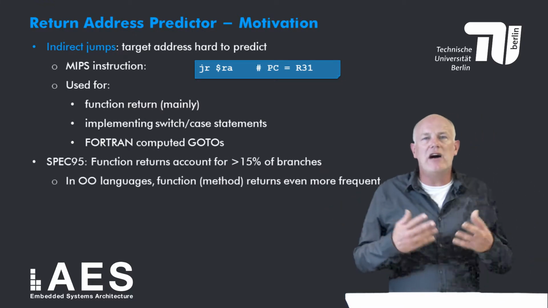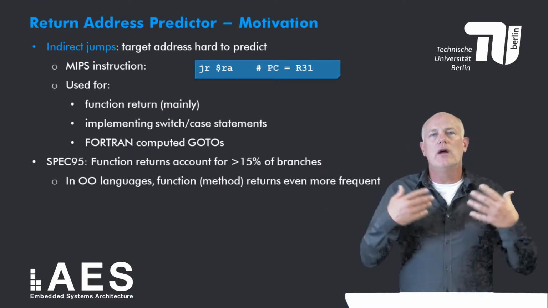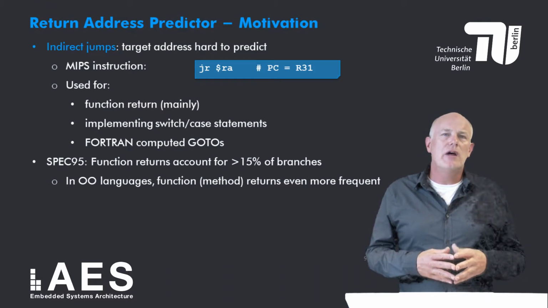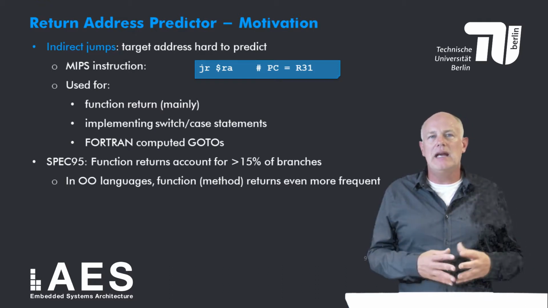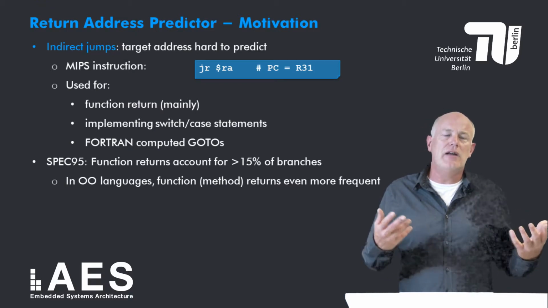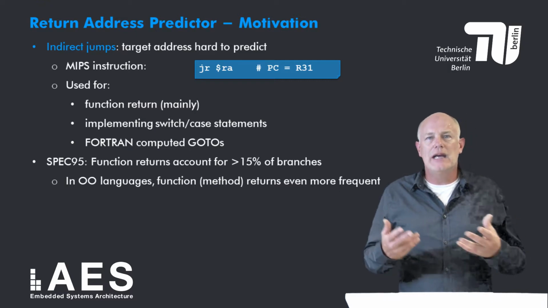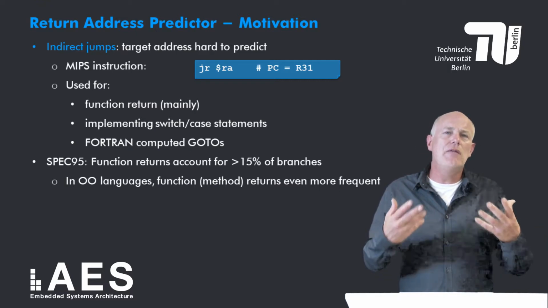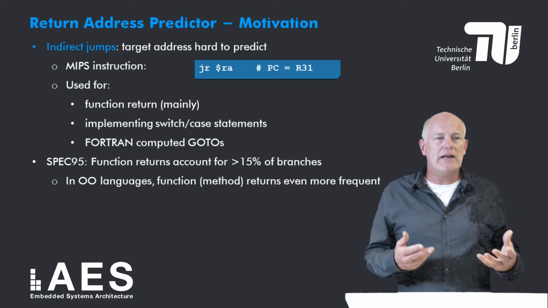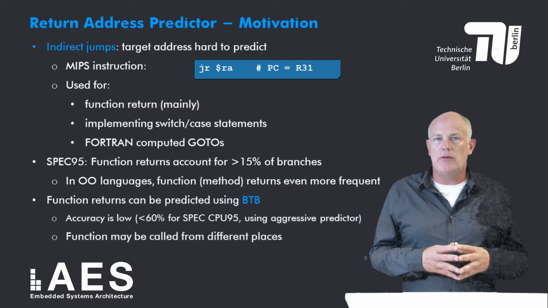In the SPEC95 benchmarks, function returns account for more than 15% of the executed branches on average, so indirect jumps cannot be ignored. Furthermore, in object-oriented languages such as Java and C++, function returns (in Java called method returns) are even more frequent. Of course, function returns can be predicted using a branch target buffer.